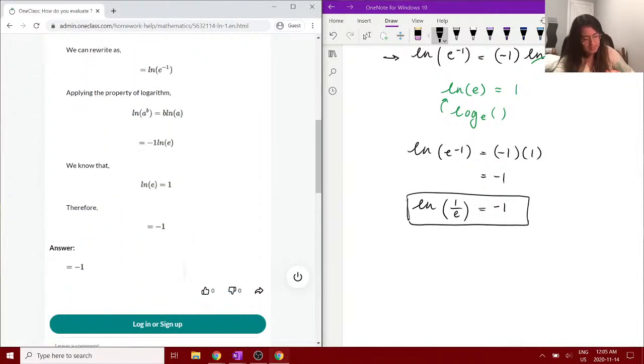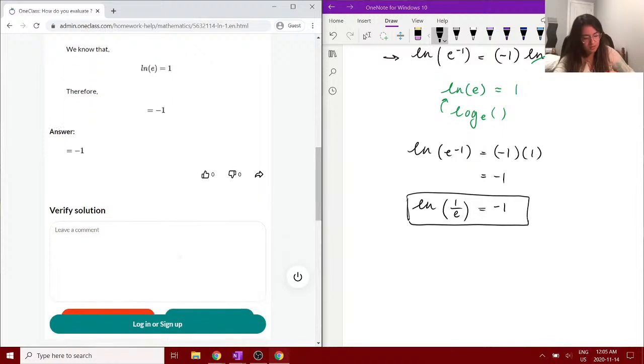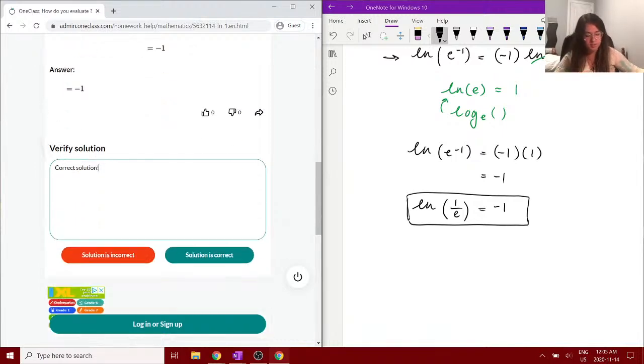And as we can see in the solution, we also get minus 1. Okay, correct solution. All right, and we're good to move on to the next question.